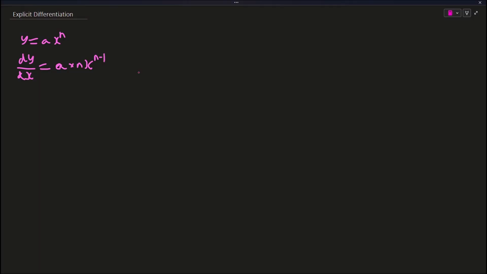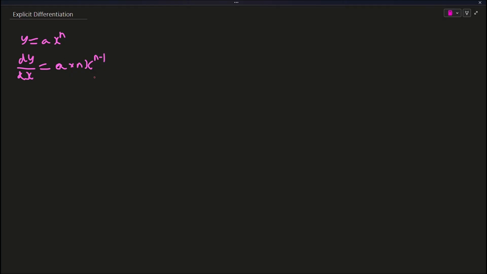Hi, so today we will be going through explicit differentiation. Now, what makes explicit differentiation good is that it is a lot simpler to do than by first principles, because you don't have to do all those calculations. You just have to remember this formula.